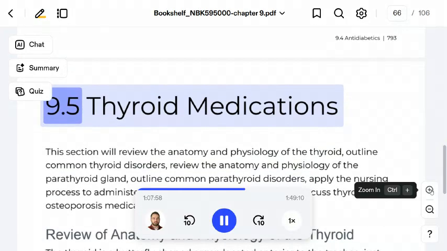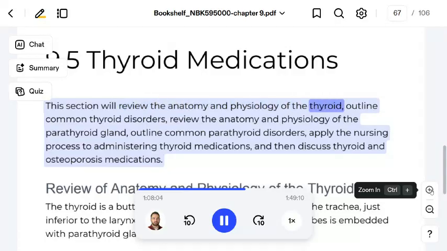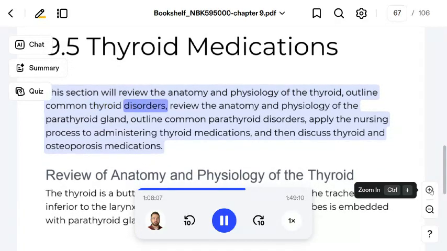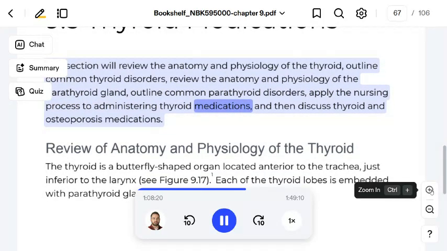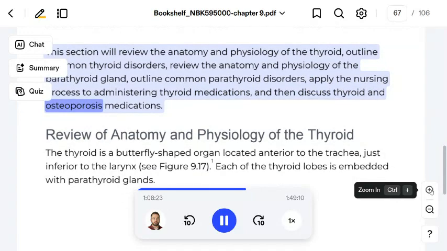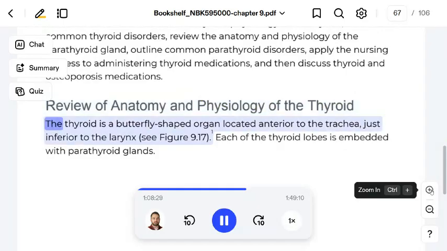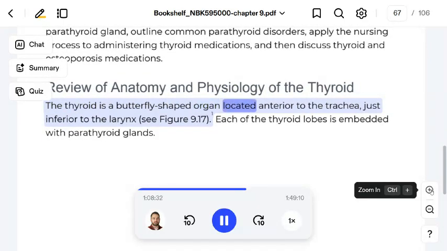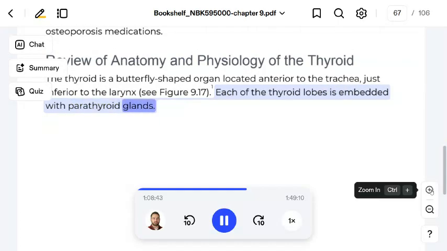book. 9.5 Thyroid medications. This section will review the anatomy and physiology of the thyroid, outline common thyroid disorders, review the anatomy and physiology of the parathyroid gland, outline common parathyroid disorders, apply the nursing process to administering thyroid medications, and then discuss thyroid and osteoporosis medications. Review of anatomy and physiology of the thyroid. The thyroid is a butterfly-shaped organ located anterior to the trachea, just inferior to the larynx. Each of the thyroid lobes is embedded with parathyroid glands.